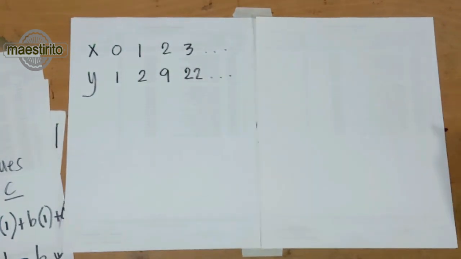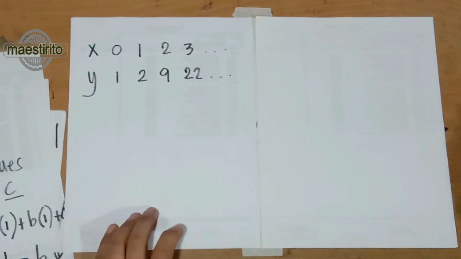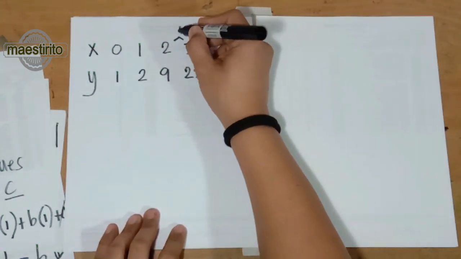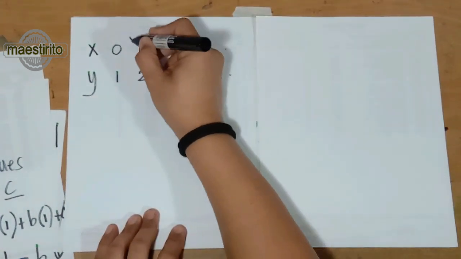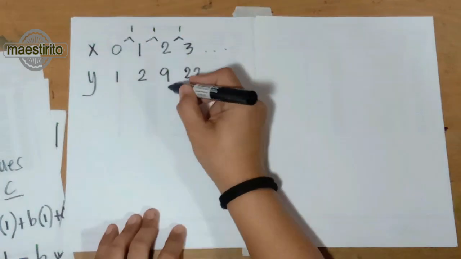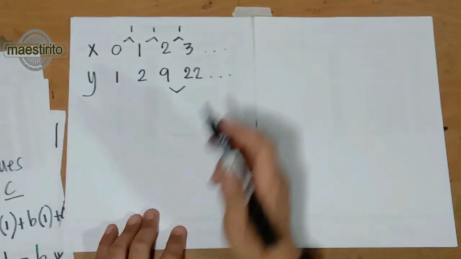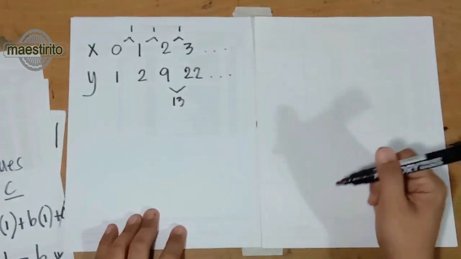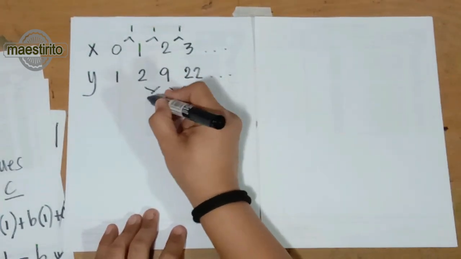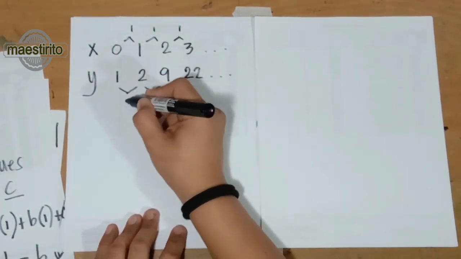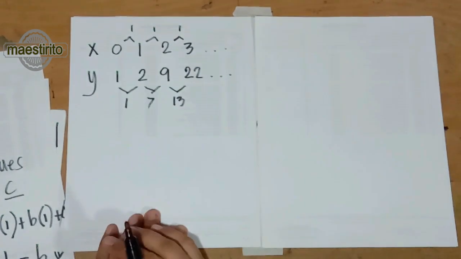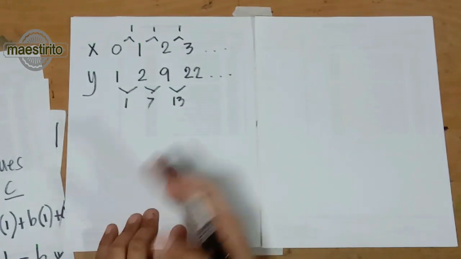Okay, so again, first step, inspect. So 3 minus 2 is 1, 2 minus 1 is 1, 1 minus 0 is 1. 22 minus 9 is 13. 9 minus 2 is 7. 2 minus 1 is 1. Oh, the first differences are different. So therefore, this is not a linear function.